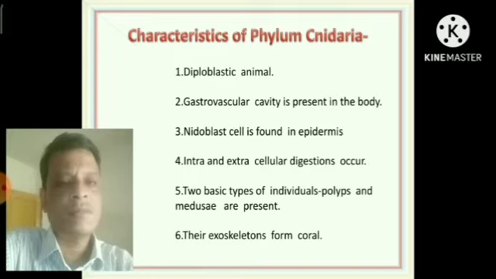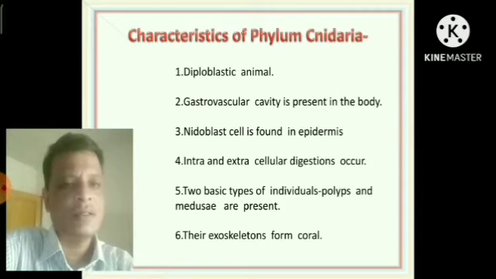Cnidarians are diploblastic animals. A gastrovascular cavity is present in the body. Cnidoblast cell, a special type of cell, is found in the epidermis. Intra and extracellular digestion occur. Two basic types of individuals, polyps and medusa, are present. Their exoskeleton forms the coral.